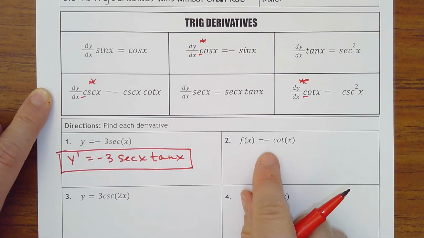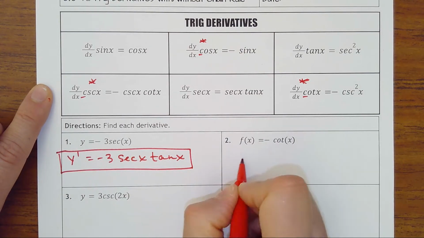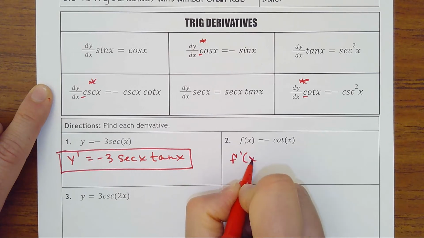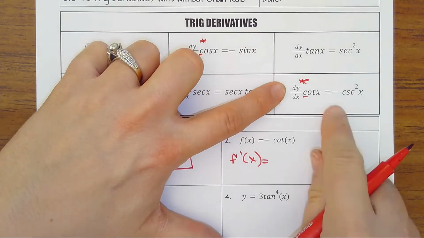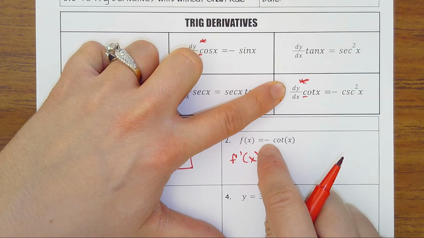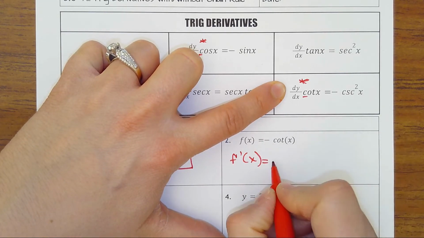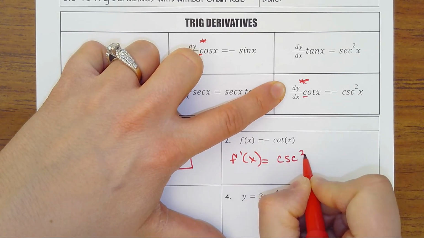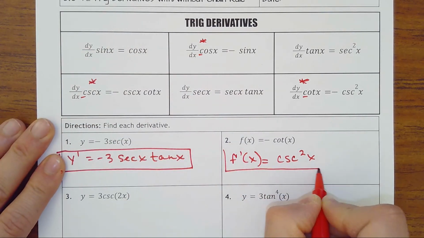Okay, number 2, negative cotangent of x. What is the derivative? So find the derivative of cotangent. It is a negative, so we would take this negative times this negative as a positive, cosecant squared of x. That one was really easy.